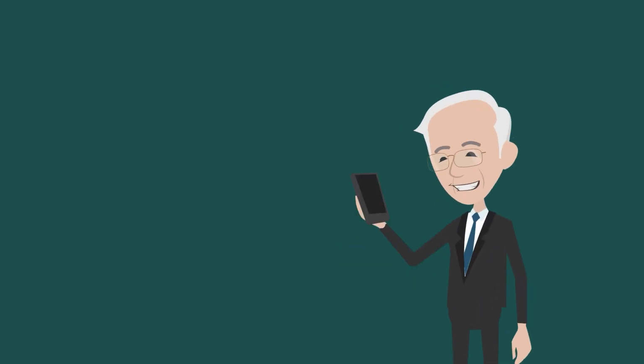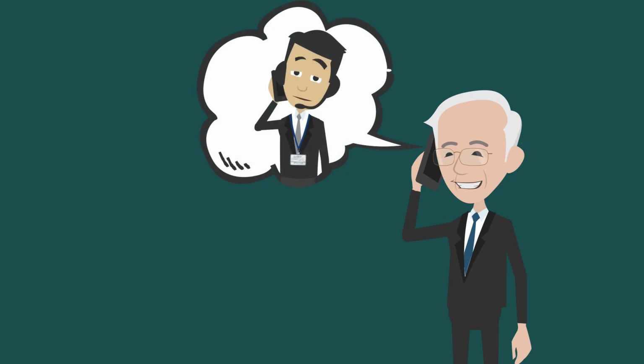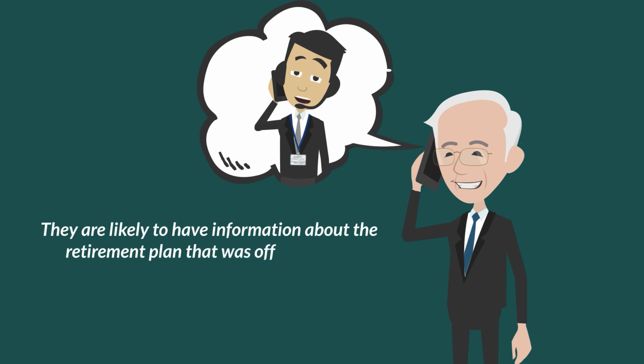Start by contacting your former employer's human resource department. They are likely to have information about the retirement plan that was offered while you were employed there. They can provide you with details about the plan administrator or the company managing the 401k accounts.